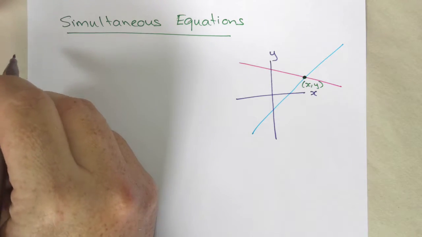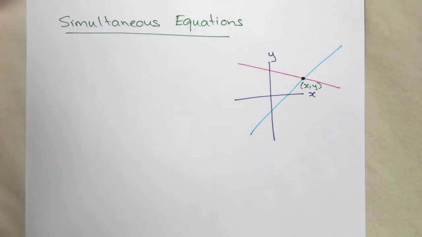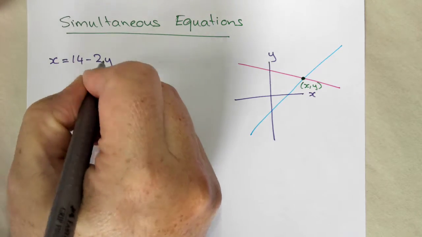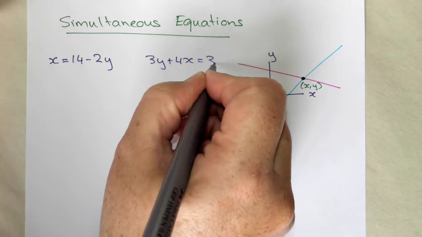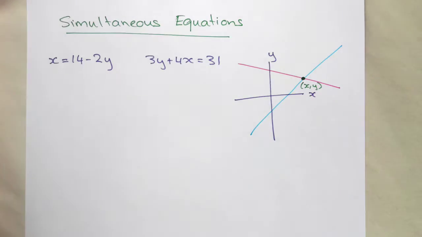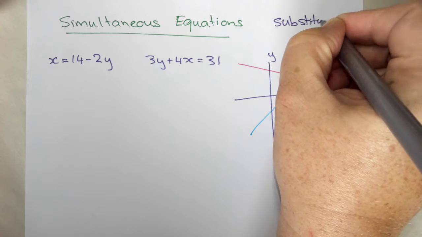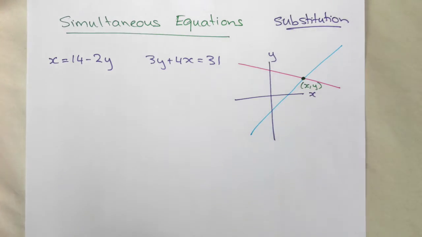So let's take our first two equations. We have the equation x equals 14 take away 2y, and we've got the equation 3y plus 4x equals 31. The method that I'm going to show you now is called substitution. I'll do elimination in the next video. So there's two methods that we can use to do this.